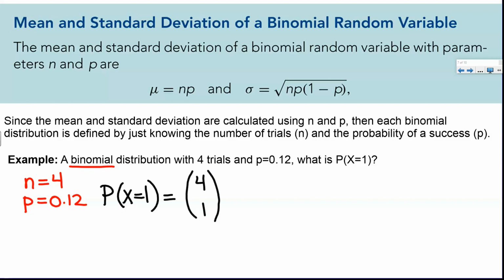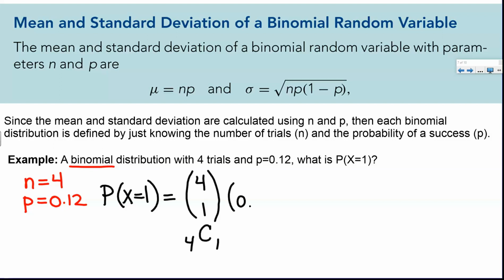So the first thing is we want to see, how many ways can that one success happen? So in this case, if there's 4 trials, the one success could happen on the first trial, the second, the third, or the fourth. So this is what this is telling us. We're doing the combinations, right? So from 4, we're choosing one success at a time. So that's what that first part is.